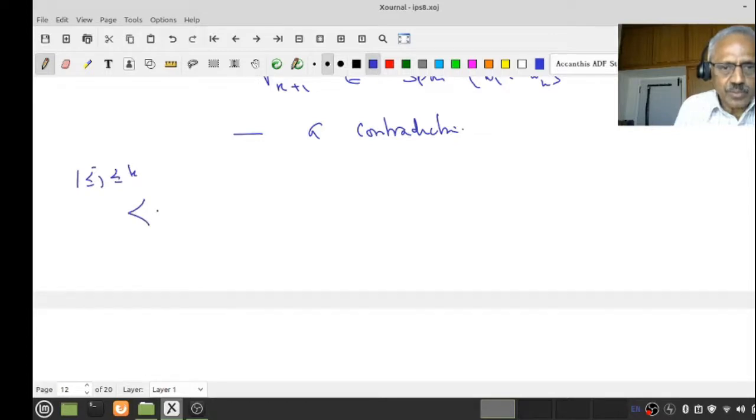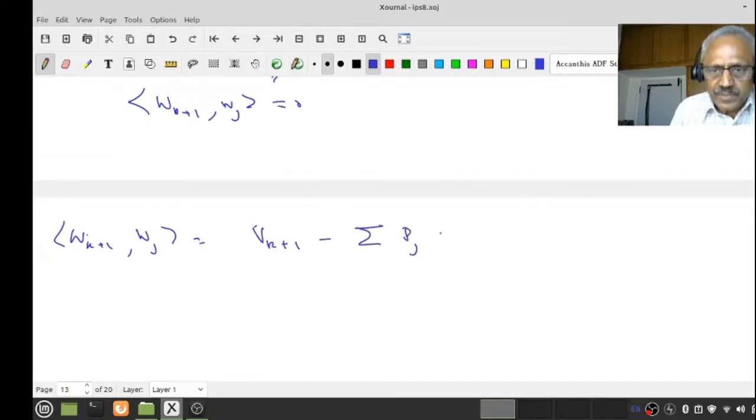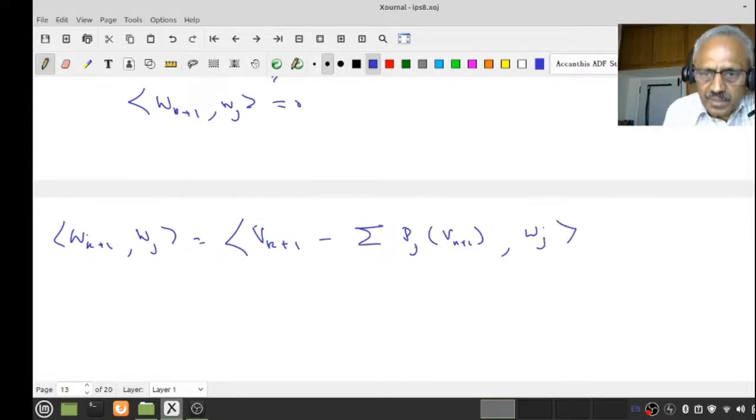Then suppose 1 is less than or equal to j, which is less than or equal to k. What do I have to prove? I have to prove the inner product of wk plus 1 and wj is 0. But that's very easy. So the inner product of wk plus 1 with wj is the inner product of vk plus 1 minus the sum of pr of vk plus 1, with r equal to 1 to k, with wj. Here j is fixed now.